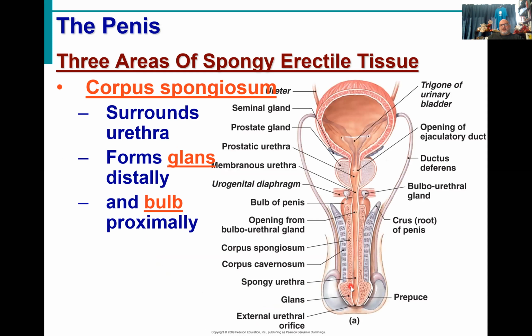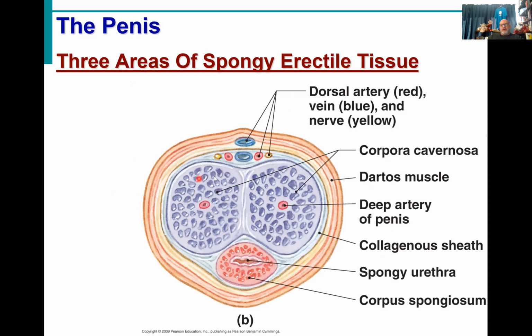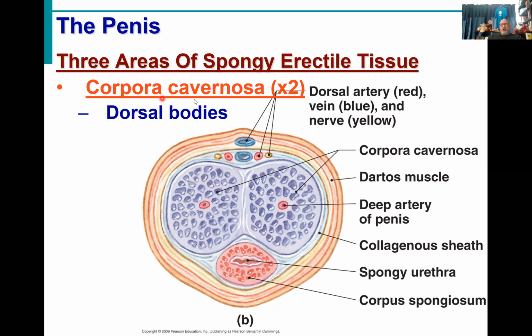So as we said, it forms the glans and it forms the bulb proximally. Notice there are two much larger erectile tissue structures known as the corpora cavernosa. That is, of course, the plural. Corpus cavernosum would be the singular.